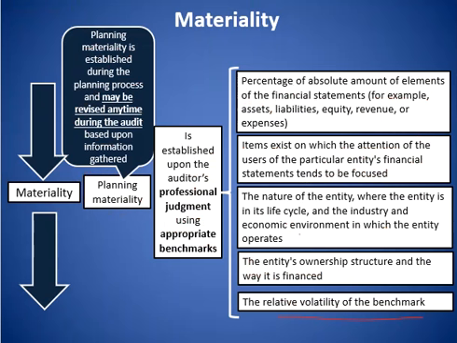Now, we go back again and look at planning materiality, and I repeat that planning materiality is established at the beginning and can be changed any time. Now, how does the auditor actually establish planning materiality? It's established upon the auditor's professional judgment using appropriate benchmarks. Well, what are the appropriate benchmarks? It's whatever the auditor decides within their professional judgment. The audit literature provides several different examples relating to benchmarks. They're saying the auditor could create a level of materiality based upon a percentage of the absolute amount of elements of the financial statements, for example, percentage of assets, liabilities, equity, revenue, or expenses.